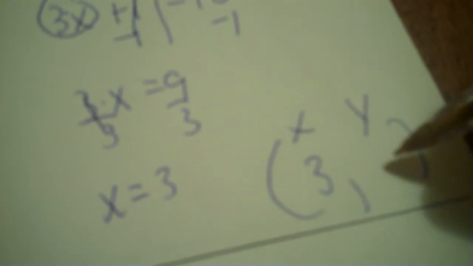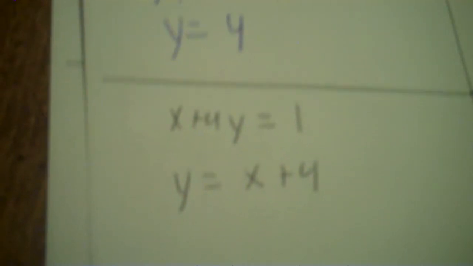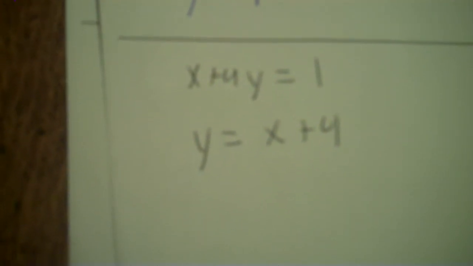What letter did I get to be 3? I got x, so put it in the x slot. Now find the y using the equation that's got the y by itself. Okay, so I put in 3. It's going to be no times because there wasn't a number in front of x. Don't put the 1 there on this part, okay? I mean, come on, 3 plus 1 is 4, okay? So 3 and 4. That's where they would cross. First one I didn't get a decimal on.